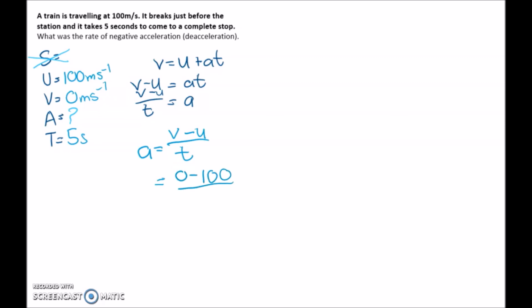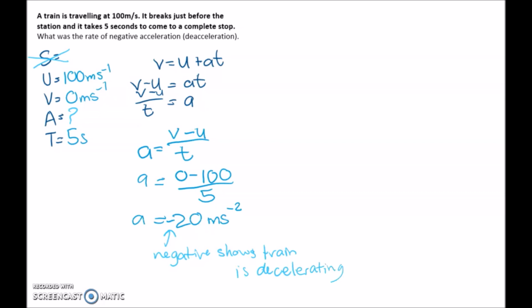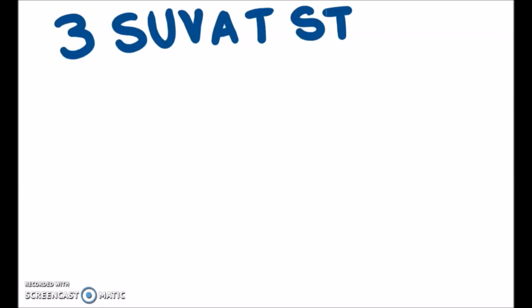Okay, I got it wrong. I wrote 20, I don't know why. And I also wrote 5 wrong. Okay. And we get negative 20 meters per second squared. Now the reason it's negative is because it shows that the train's actually decelerating or slowing down. The train's going from a fast speed to a slow speed, or in this case a complete stop. So the negative symbolizes that it's actually slowing down, it's not getting faster.